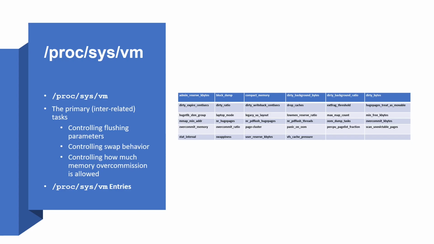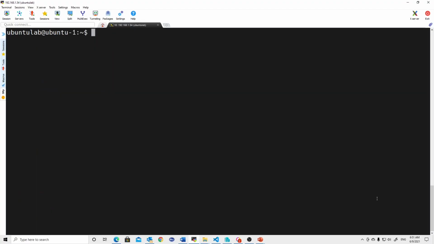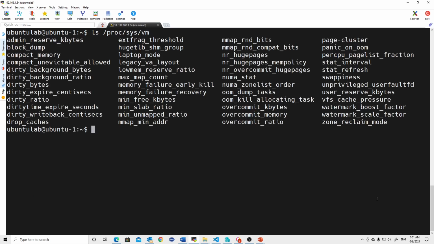Memory tuning can be subtle. What works in one system situation or load may be far from optimal in other circumstances. Take a look at it, /proc/sys/vm. I'll explain a little bit about its VM entries. admin_reserve_kbytes: amount of free memory reserved for privileged users. block_dump: enables block I/O debugging. compact_memory: turns on or off memory compaction, essentially defragmentation, when configured into the kernel.